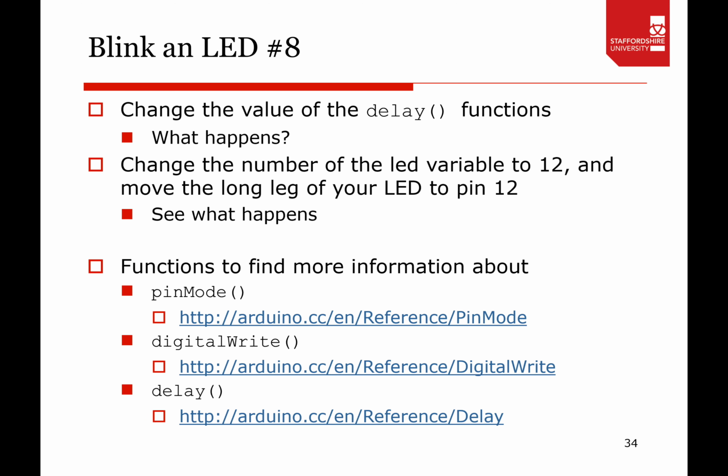So change the value of delay functions. What would happen? Change the number of the LED variable to 12 and move the long leg of your LED to pin 12 and see what happens. Here are a list of functions to find out about. If you go to the Arduino homepage, you can find information about any function. So pinMode, digitalWrite and delay.